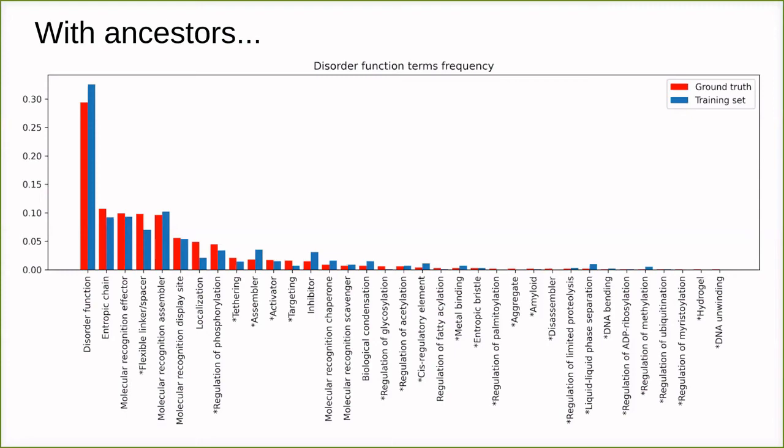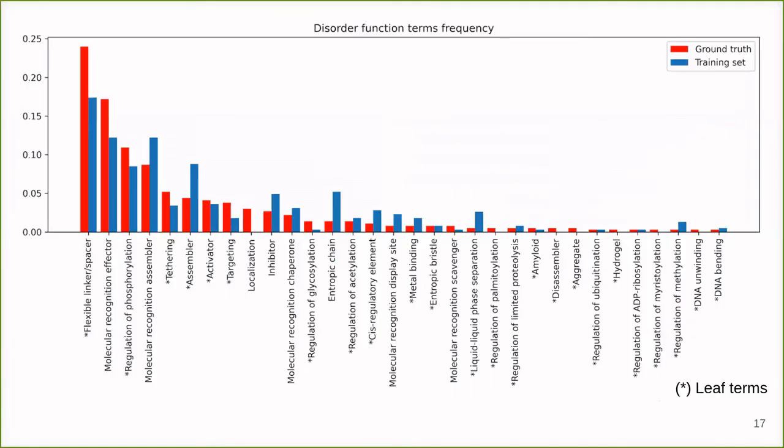Maybe I haven't explained that, but some of the terms are only available in the ground truth because they were introduced to refactor the ontology very recently. So they were not available in the training set. So probably they are very difficult to predict.